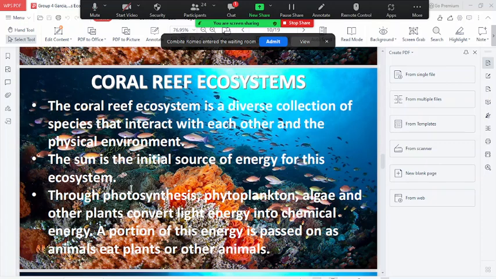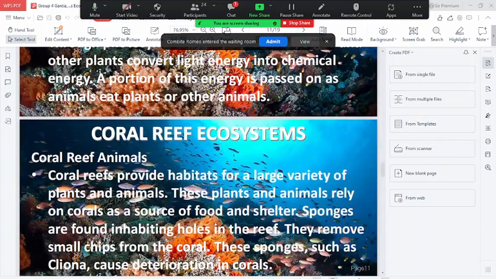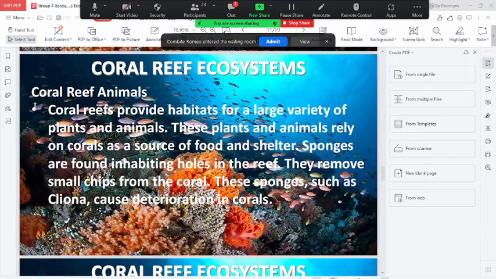The sun is the initial source of energy for this ecosystem. Through photosynthesis, phytoplankton, algae, and other plants convert light energy into chemical energy. A portion of this energy is passed on as animals eat plants or other animals. Coral reefs provide habitats for a large variety of plants and animals. These plants and animals rely on corals as a source of food and shelter.